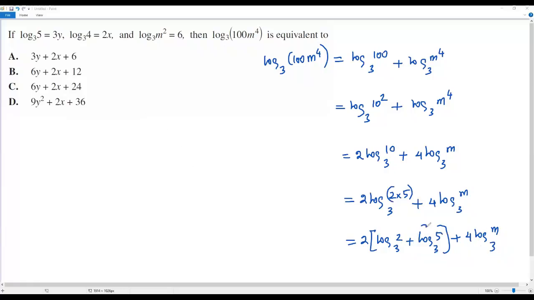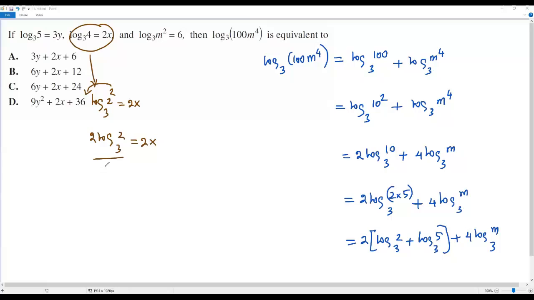For log 5 to the base 3, we already have it: 3y is equal to log 5 to the base 3. For log 2 to the base 3, I don't have it. But we can write this 4 as 2 squared and use the power rule of logarithms. For log m to the base 3, we can also get it using the power rule. First, let me apply the power rule here. I write 4 as 2 squared, which equals 2x on the right side. This 2 can be moved in front of the logarithm using the power rule. Then I get 2 log 2 to the base 3 equals 2x.